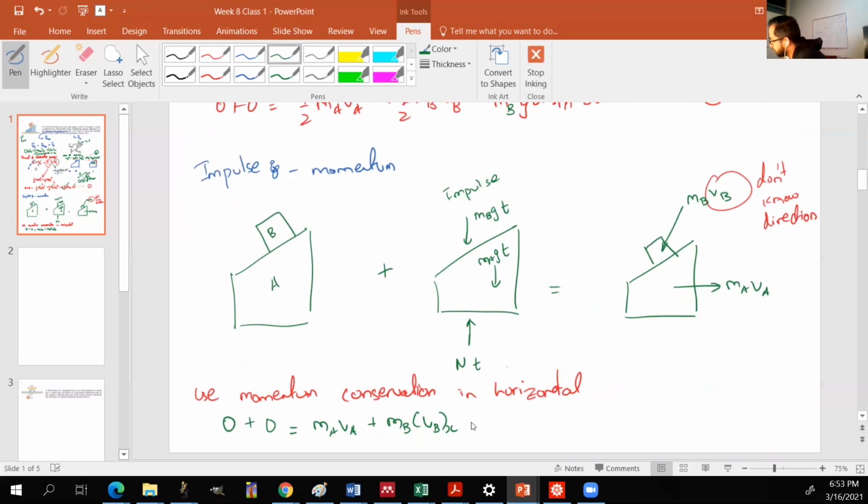So this is equal to MAVA plus MB times VA minus VB relative to A cosine 30. I've just plugged in that expression on top over there. So this is your three expressions. Now you have three expressions for three unknowns, and you're done. You have VA, VB, and VB relative to A in your expressions.